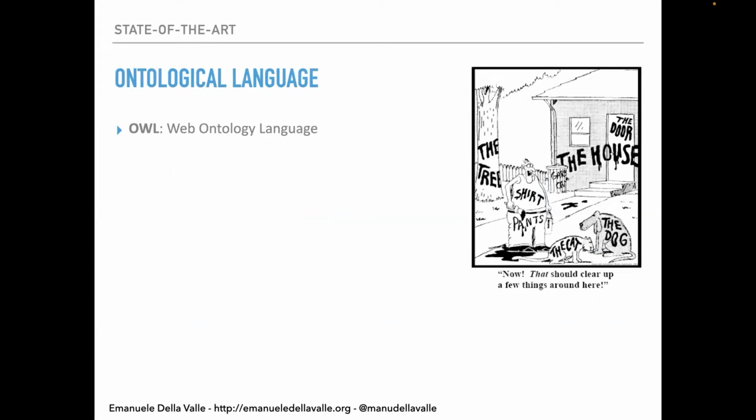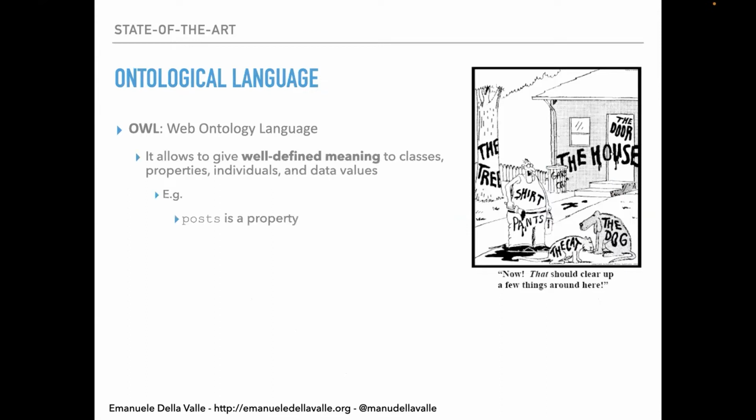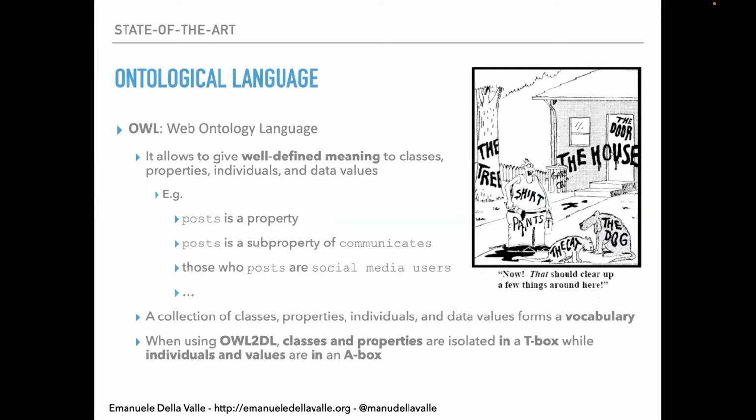Now, in this setting, ontologies are extremely important because they allow you to give names, interoperable names to the entities that you want to represent. For instance, in the specific case of social media, you may want to say that posts is a property and that post is a sub-property of communicates. And also you may want to say that those who post are social media users and so forth, right? In that sense, you allow a machine to understand a bit the data structure, and you enable the kind of reasoning that I was demonstrating before using the example of the colors.